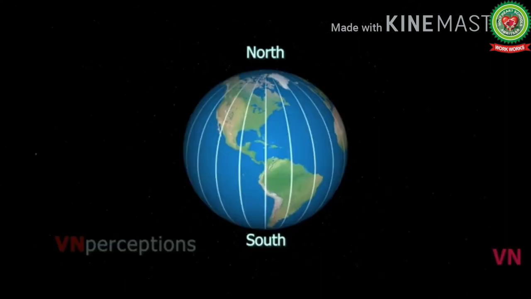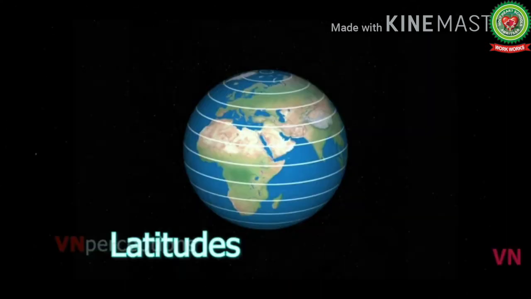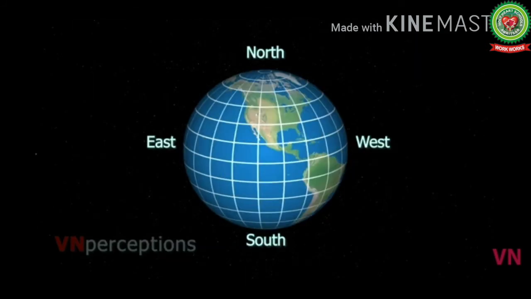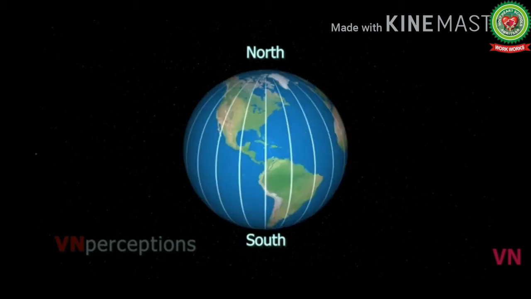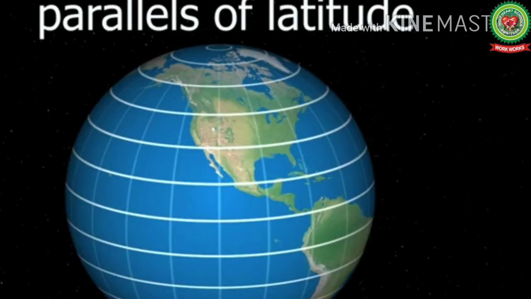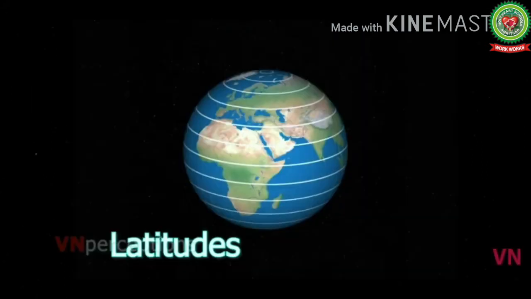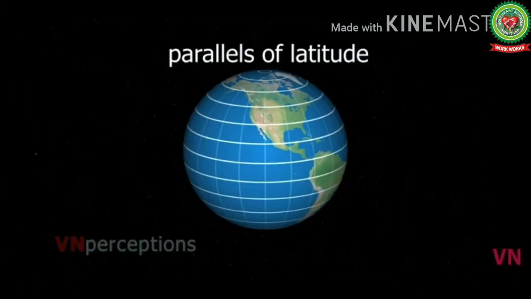Now if we have a glance at the globe, it will show a series of north-south and east-west lines, and together they make up the Earth's grid system. These lines are used to find the exact location of a place on the Earth. The north-south lines are known as meridians of longitude, and the imaginary horizontal lines running from east to west across the globe are known as latitudes. All latitudes are parallel lines, therefore they are also known as parallels of latitudes.